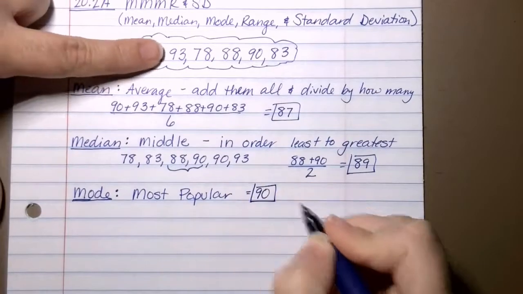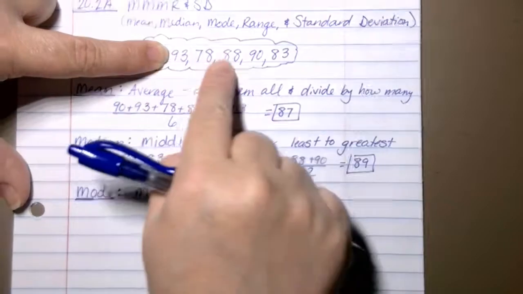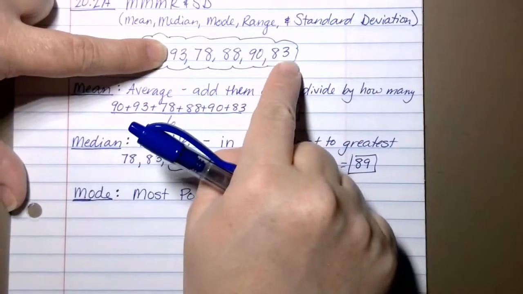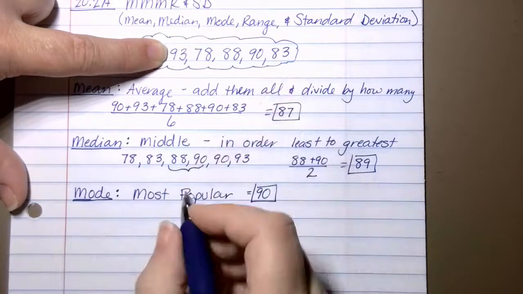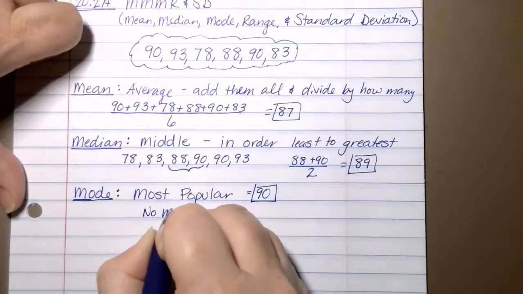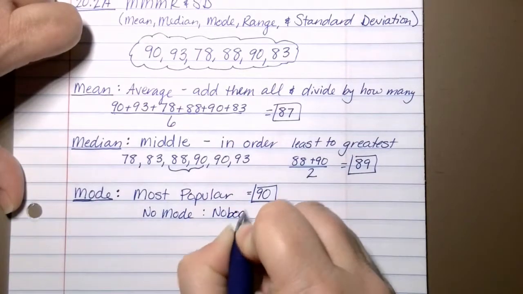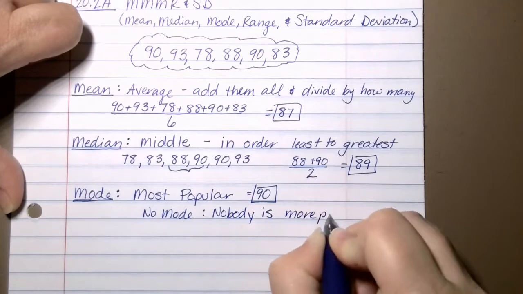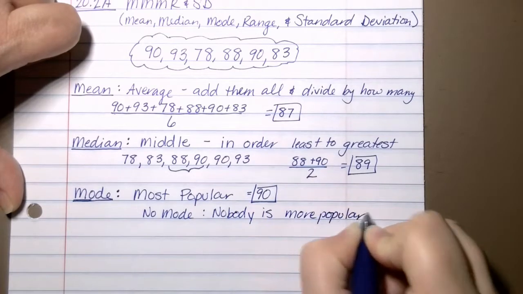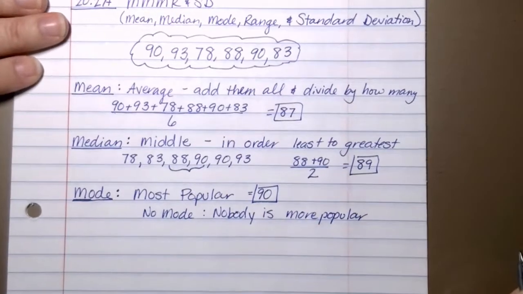If I took off this first number and we were just looking here, what's now the most popular? None. They're all the same, aren't they? So in that case, we would say we have no mode. You can have no mode. No mode means nobody is more popular. Capiche?